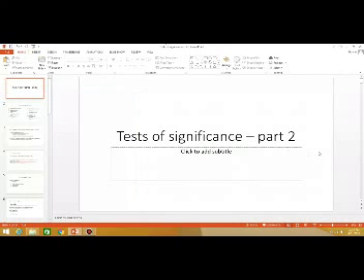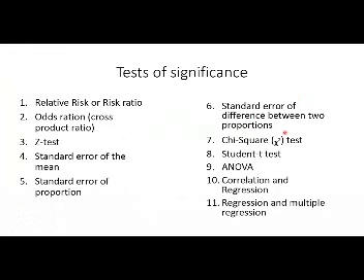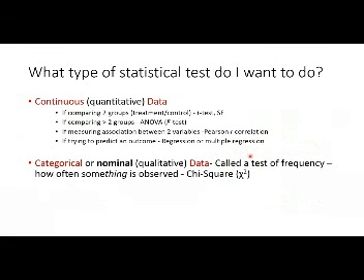My 4th year students, we were discussing test of significance last time, part 1 of the test of significance. Today is part 2 of test of significance. This is a list of the tests of significance that we were discussing, and we discussed till 6th number, that is the standard error of difference between 2 proportions. And today we will discuss the 7th and 8th, chi-square test and student t-test.